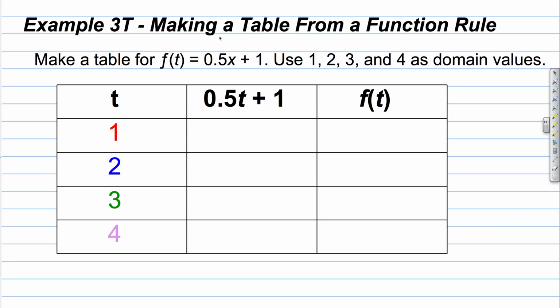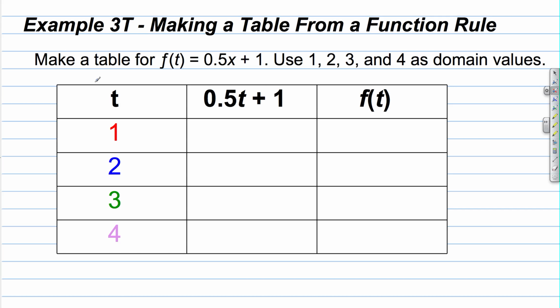In this example, we're making a table to form a function rule. We're given here, make a table for f of t is equal to 0.5t plus 1. Use 1, 2, 3, and 4 as domain values. So we're going to take a look at doing that here.